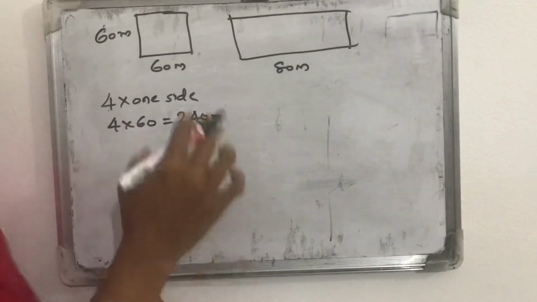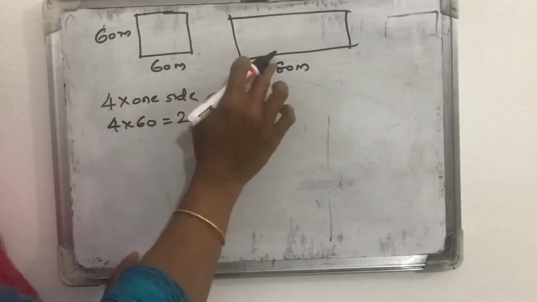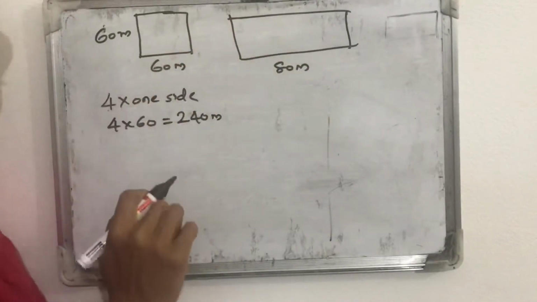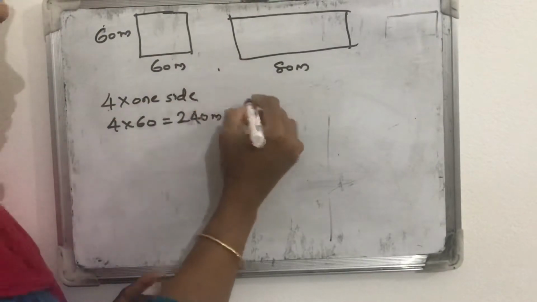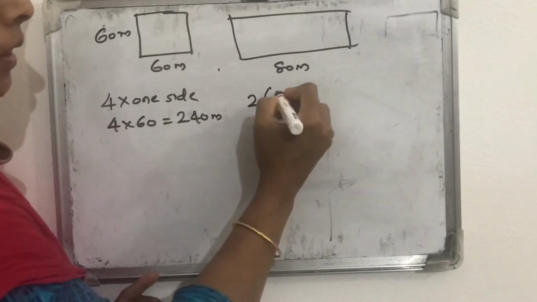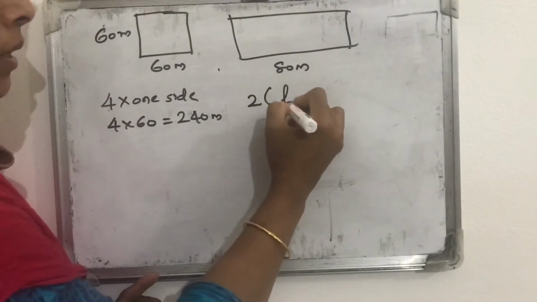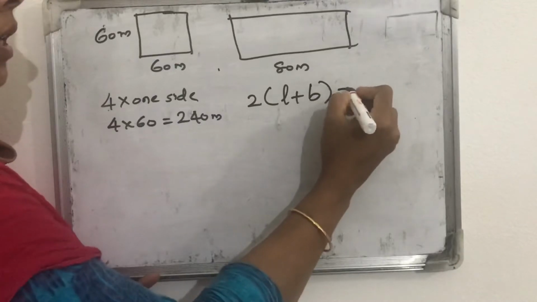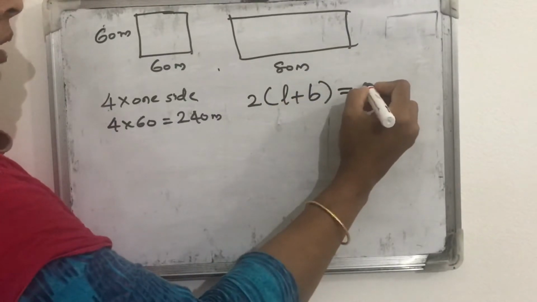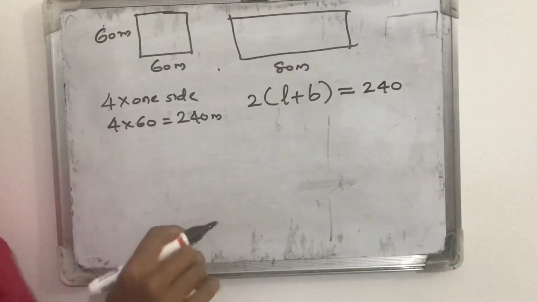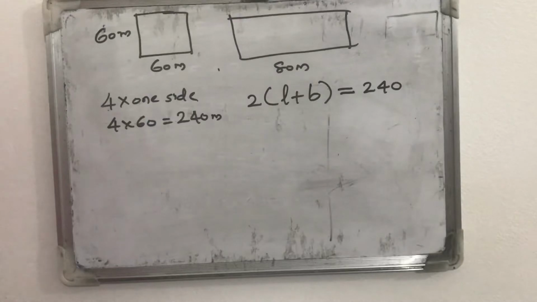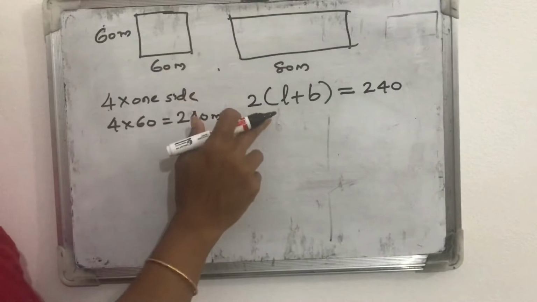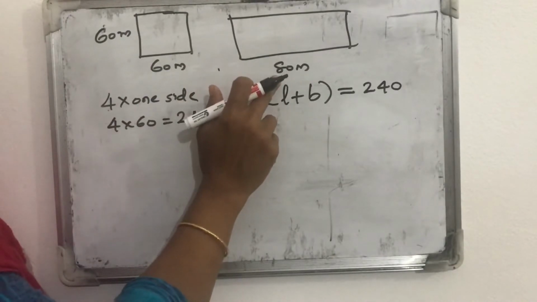In the question it is given that both have the same perimeter. So what will be the perimeter of the rectangle also? That also is 240 meter. So we can equate 2 into length plus breadth, the general equation, is equal to 240. That is given because both shapes have the same perimeter. From this we know only the length, 80 meter.